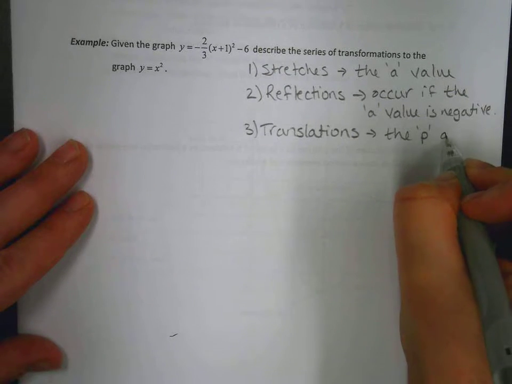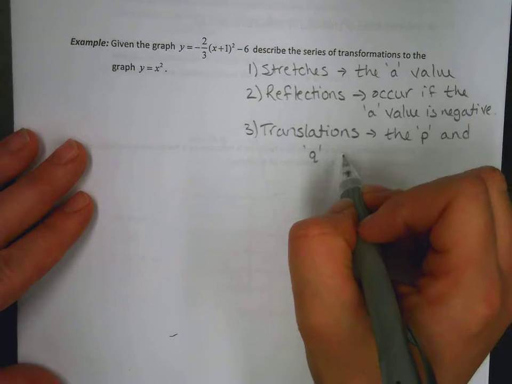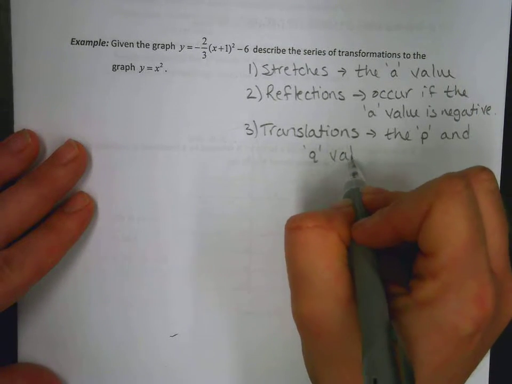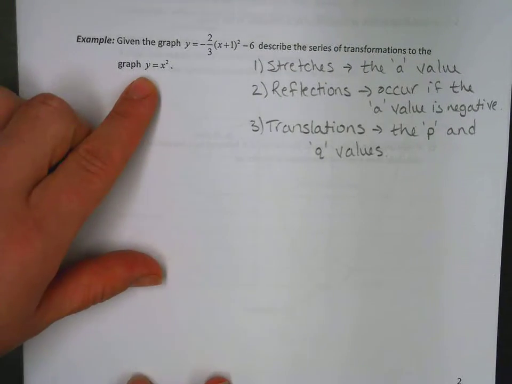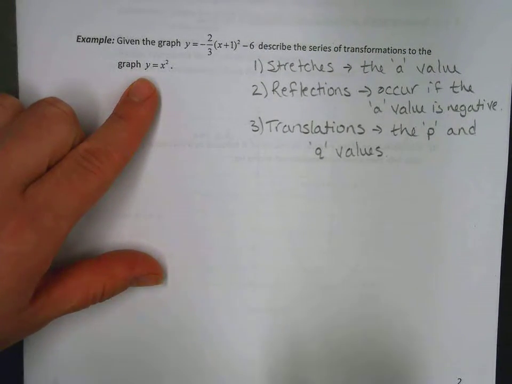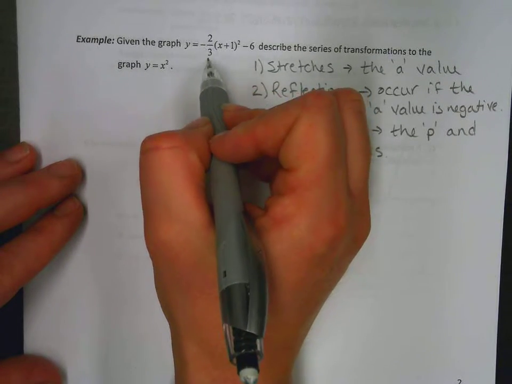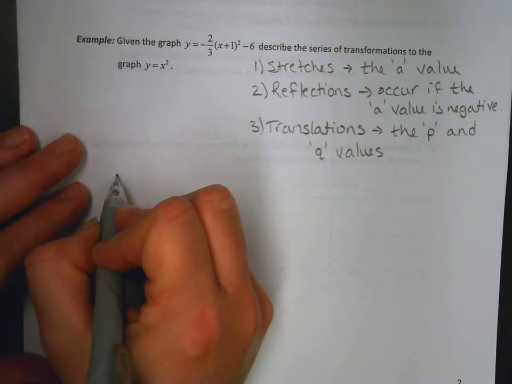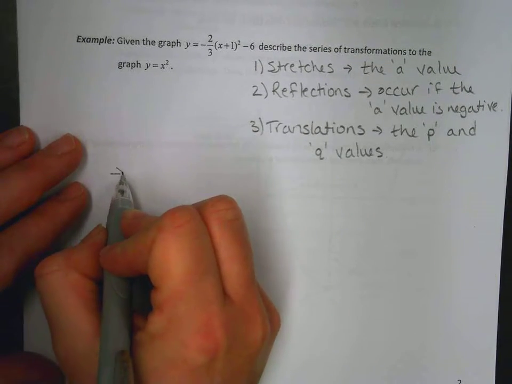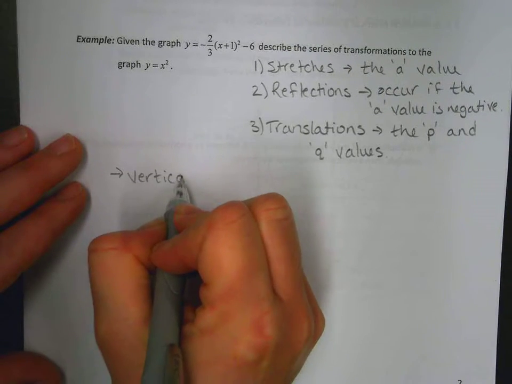Okay, so looking at this function, we have an original function of y equals x squared. I am now going to look at my new function. Well, my a value of this function is 2/3. So I'm going to describe my transformations as this has a vertical stretch to the graph by a factor of 2/3.